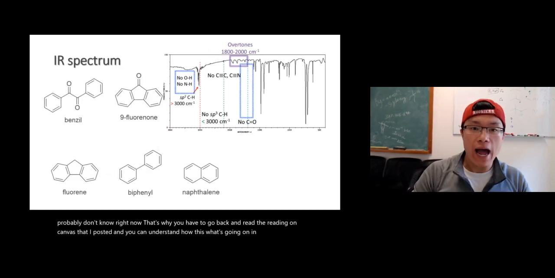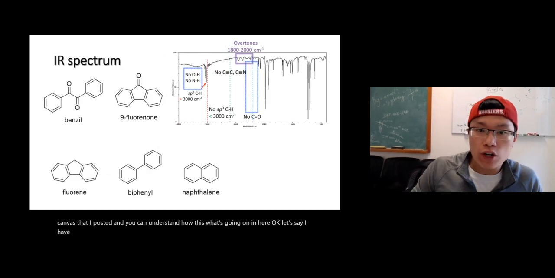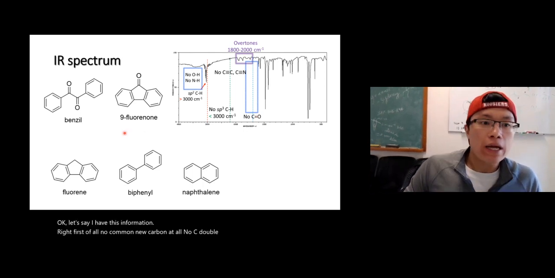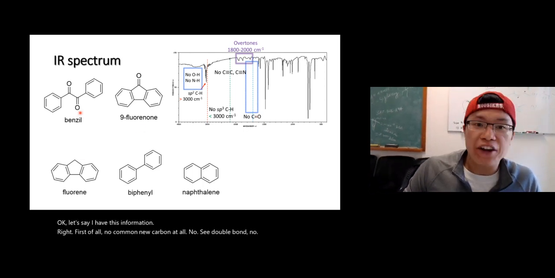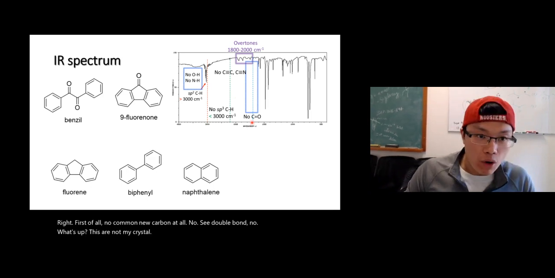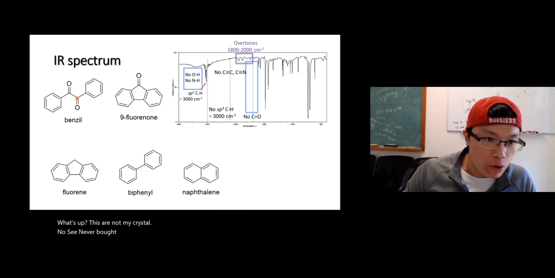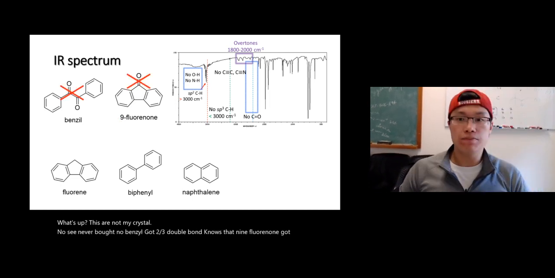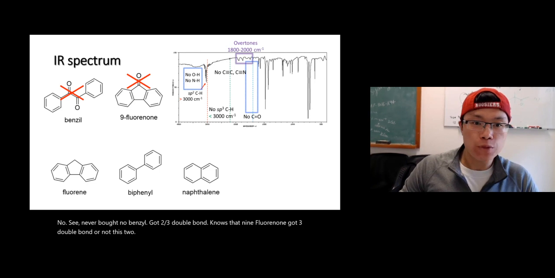Let's say I have this information. First of all, no carbonyl at all, no C double bond O. Which of these are not my crystal? Well, one has a C double bond O, no. Benzil has two C double bond O, no. 9-fluorenone has a C double bond O, no. Not these two.